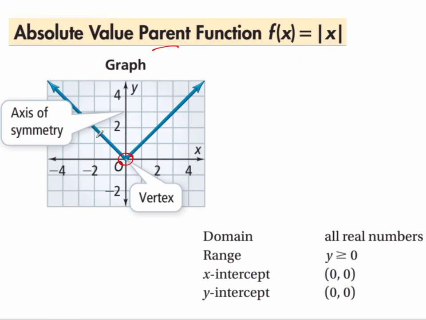Now, the axis of symmetry always goes through the vertex. So if you can find the x value of the vertex, you can find the axis of symmetry. For the parent function, the axis of symmetry is x equal to 0.